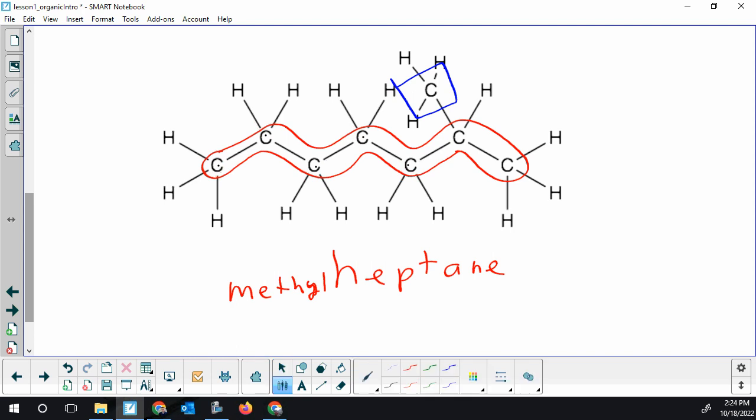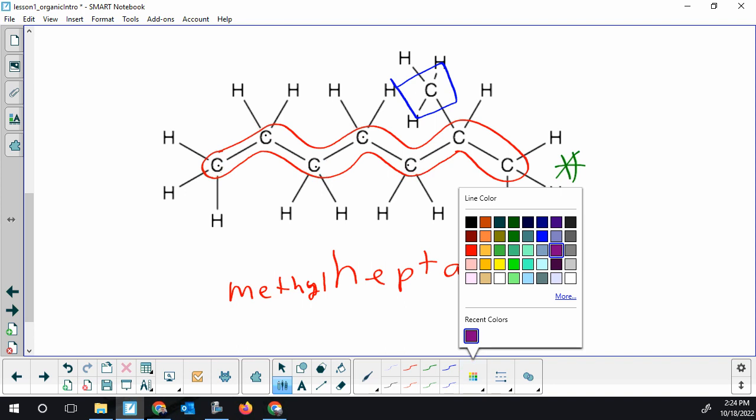The IUPAC rules, the international body that makes up the rules, say you have to count from the end that gets to the branch with the smallest number. So we've got 2 options. I'm going to erase one of these stars. That's one end. That's one end. And we must go with the end that gets to the branch the fastest. So that is pretty clearly the one on the right. So we need to count carbons from the right because that's the shortest path to get to our branch.